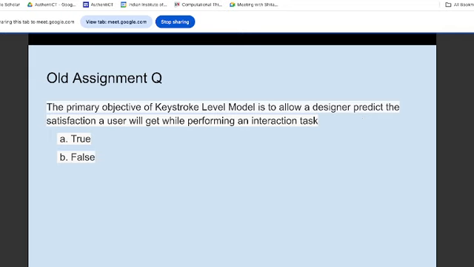So there's this old assignment question about the keystroke level model. The primary objective of the keystroke level model is to allow a designer to predict the satisfaction a user will get after performing an interaction task. Is it true or is it false?